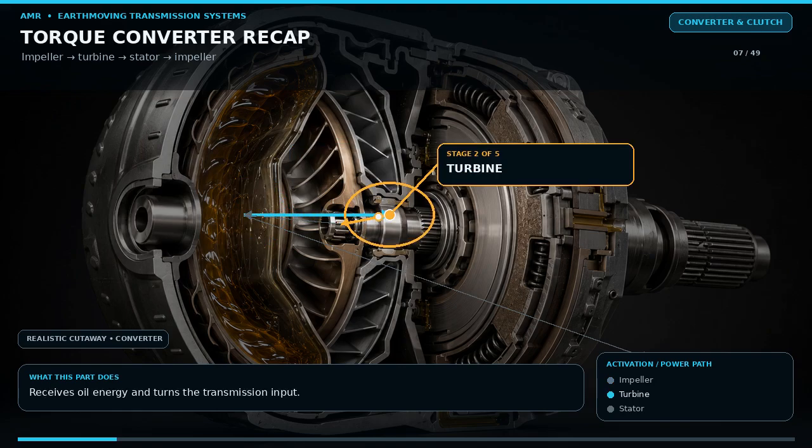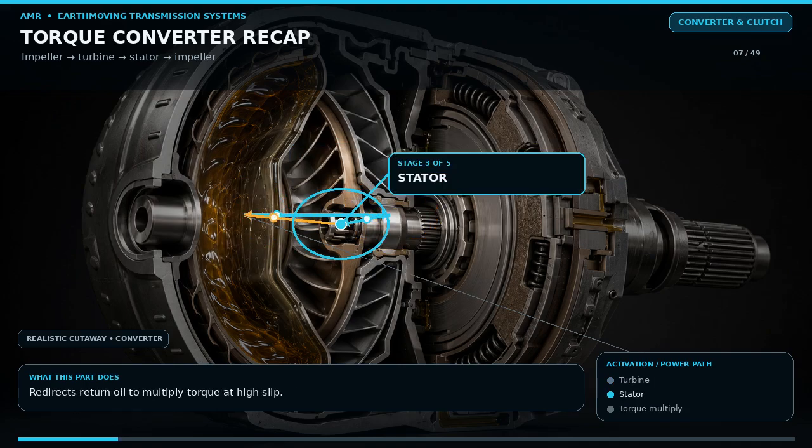At large speed difference, the stator redirects the returning oil so it helps the impeller instead of opposing it. This produces torque multiplication. At near coupling speed, oil flow changes and the stator overruns on its one-way clutch.